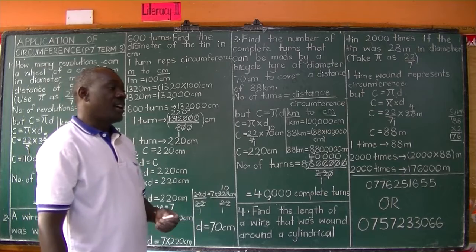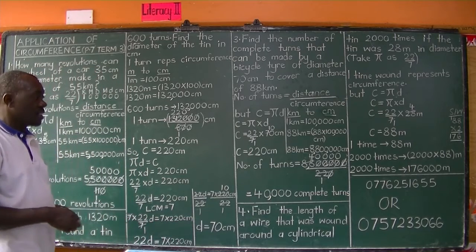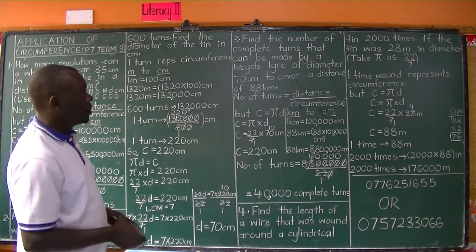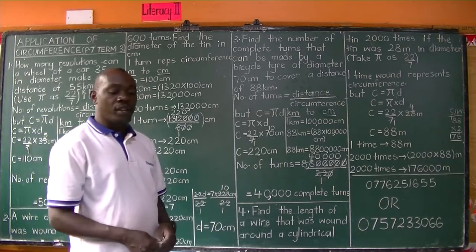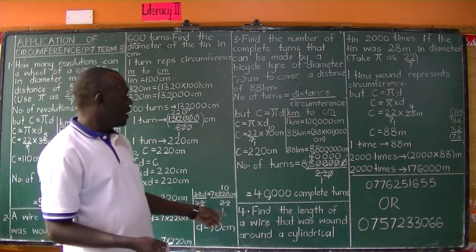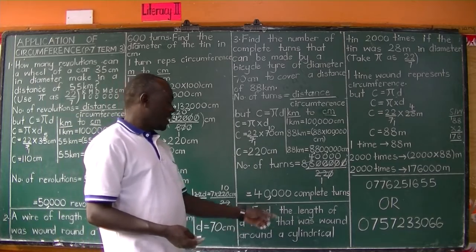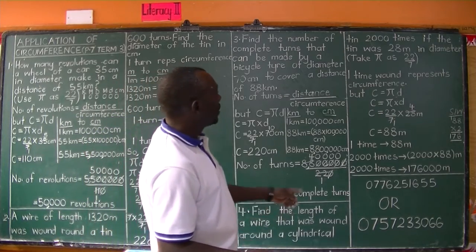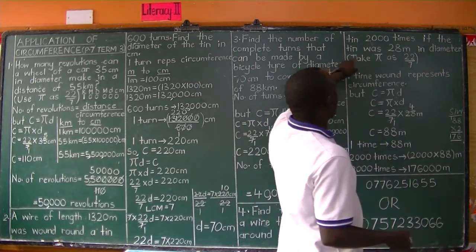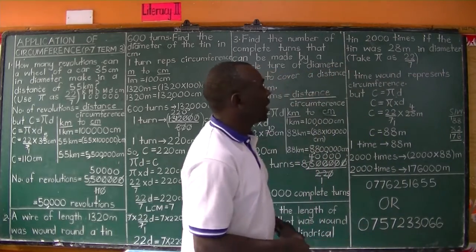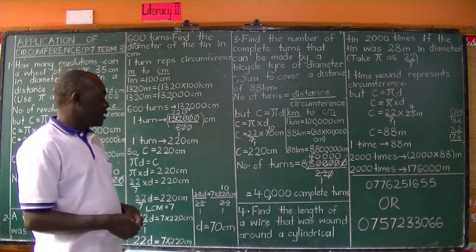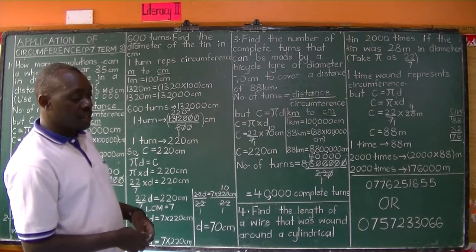So that is how we apply circumference in our vehicles. Then we go to example number 4, which is the last for this particular lesson. Find the length of a wire that was wound around a cylindrical tin 2,000 times if that tin was 28 meters in diameter. So find the length of the wire that was wound around that tin.